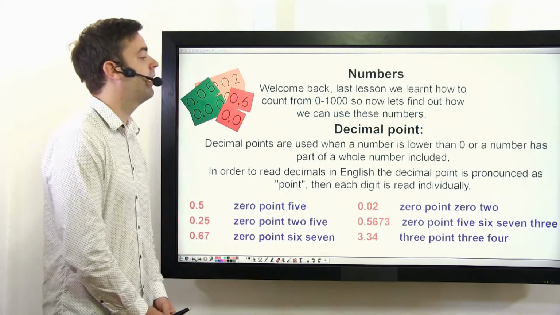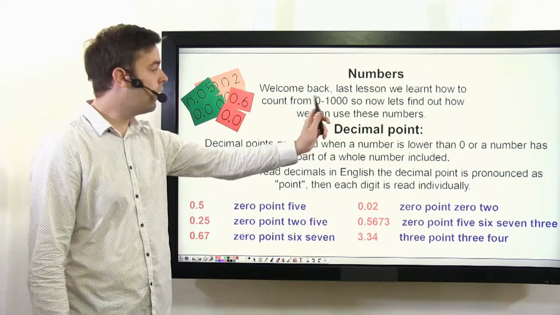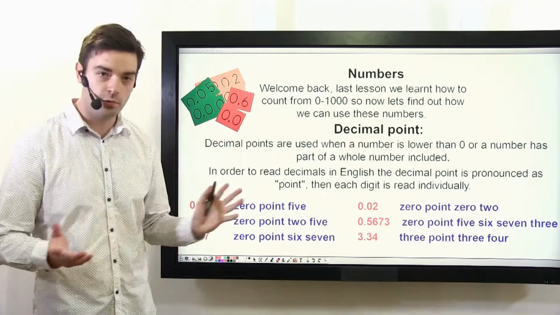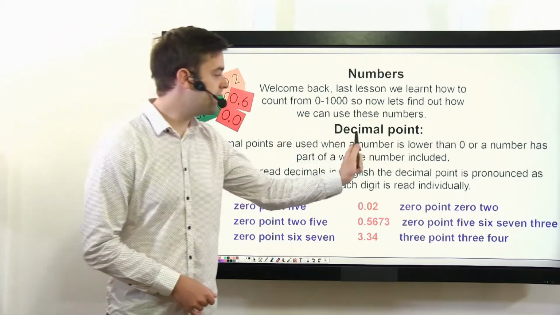Welcome back. Last lesson we learned how to count from 0 to 1000. So now let's find out how we can use these numbers. Let's have a look at decimal point.